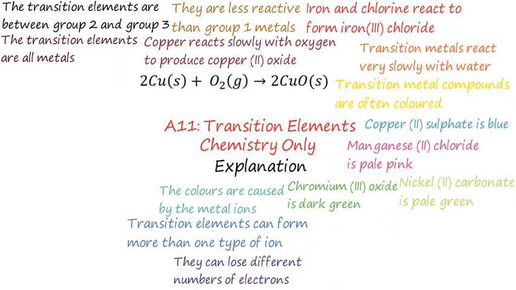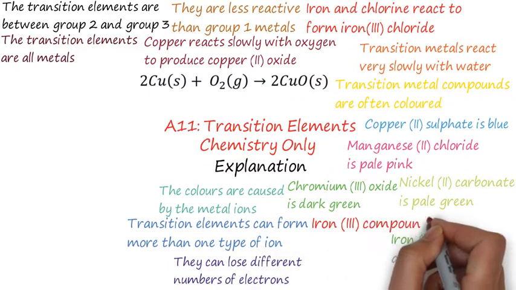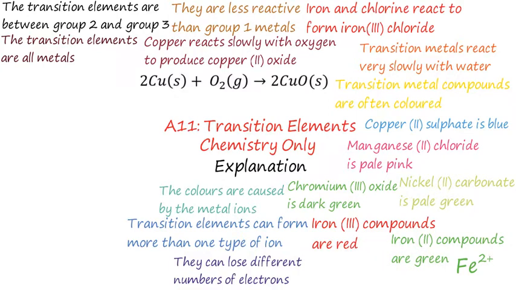Because it is the metal ion which determines the colour of the compound, different ions of the same element can have different coloured compounds, such as iron(II) compounds with the Fe2+ ion being green, and iron(III) compounds with the Fe3+ ion giving red compounds.